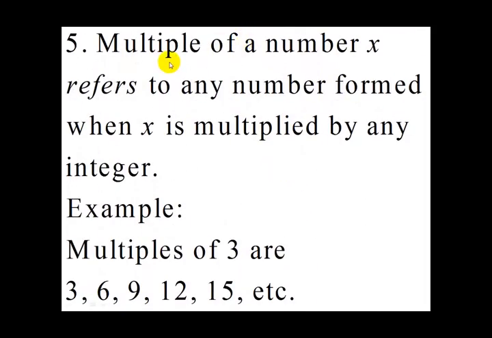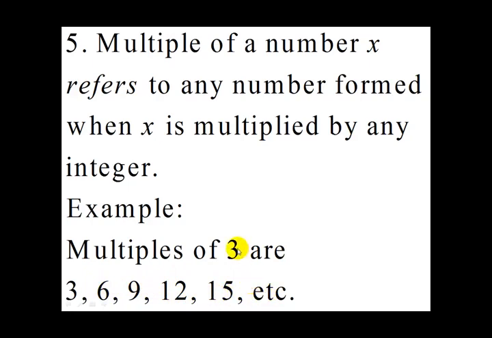Now, multiple of a number. Multiple of a number x refers to any number formed when x is multiplied by any integer. Example, multiples of 3 are 3, 6, 9, 12, 15, etc.